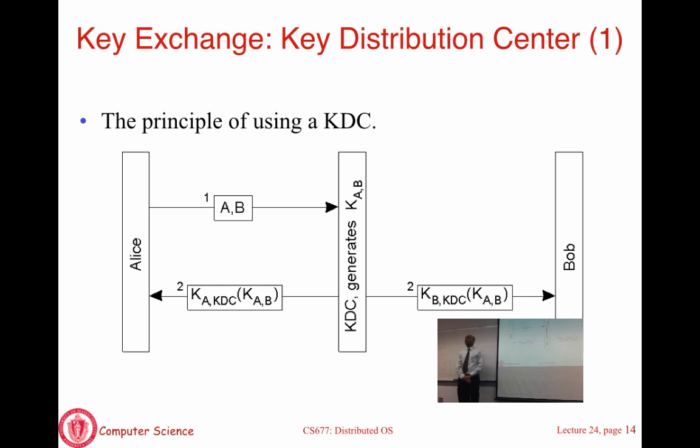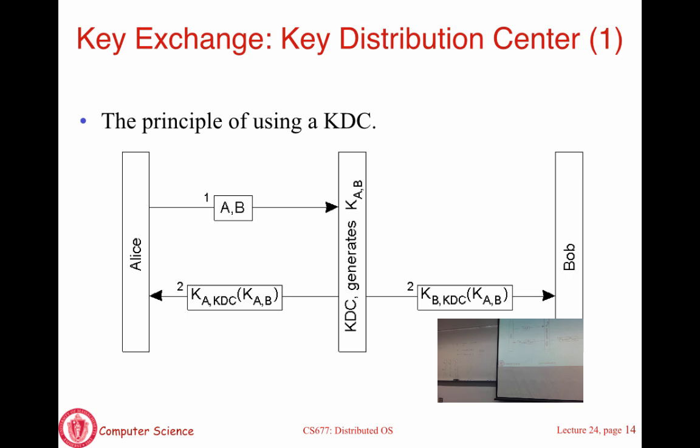The first way requires a third party to help you generate the key. This is called a key distribution center, or a KDC. If you want to send an encrypted message to your friend, first the two of you have to decide on a key that you are going to use. One way is you approach a trusted third party and ask it to generate a key and give it to both of us.